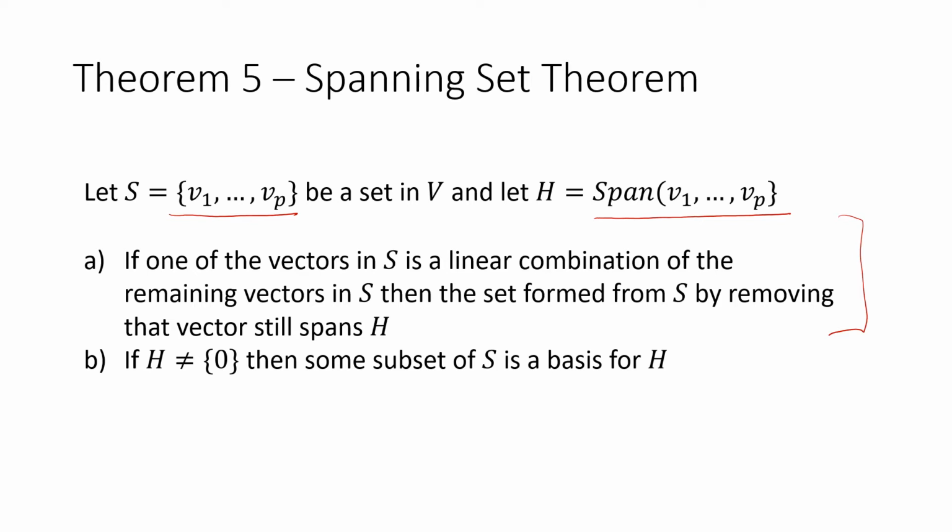Second idea is that if you're not dealing with the zero subspace, then some subset of those vectors you started with is a basis for H. So in other words, if you can build one vector out of the others, then you can remove that vector. And it's saying that if you're looking for a basis, you have it. It's some group of the vectors you already have. You don't have to look anywhere else. Your basis is there. You just have to find the right vectors.